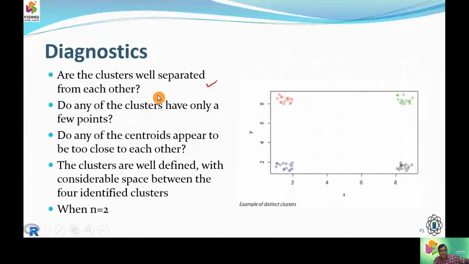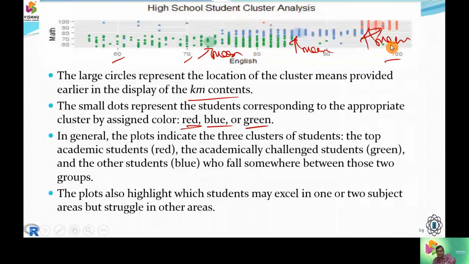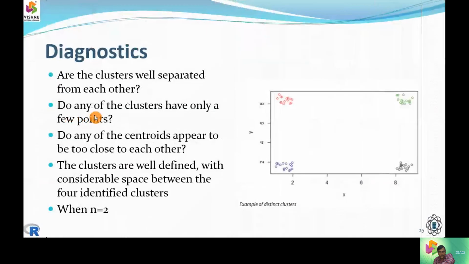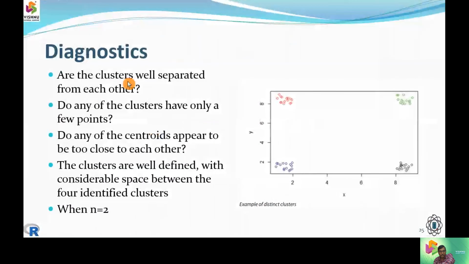For the diagnosis of the clusters: are the clusters well separated? When we look at the previous diagram, yes, the clusters are well separated. There is no overlapping between the clusters. Second, do any of the clusters have only a few points? No, it is not like that. We made it almost 200 to each and every cluster. So it is not fitting that kind.